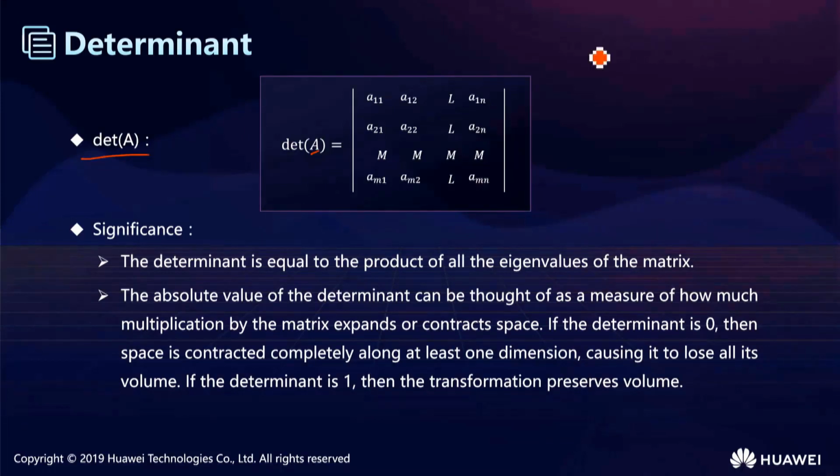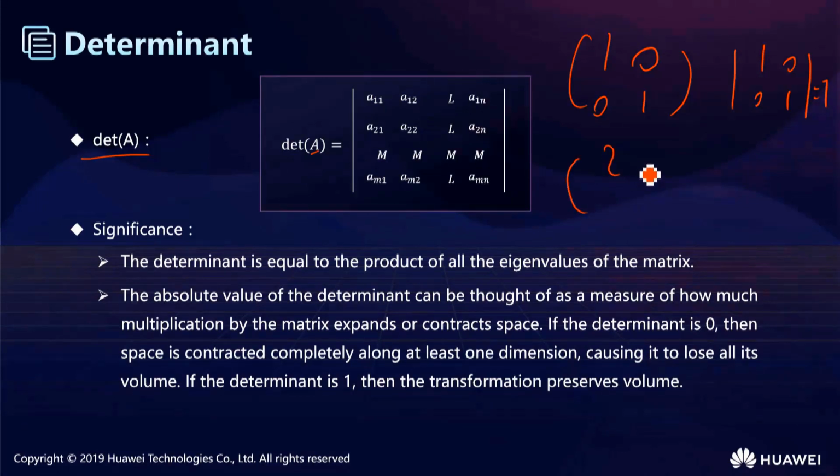For example, for the matrix [1, 0; 0, 1], its determinant is 1. That is the two-dimensional standard matrix. For the matrix [2, 0; 0, 1], its determinant is 2. In two-dimensional space, we all know the rectangle's area is 2, so it expands 2 times from 1. If we want to get the value of the determinant, we should calculate these numbers.